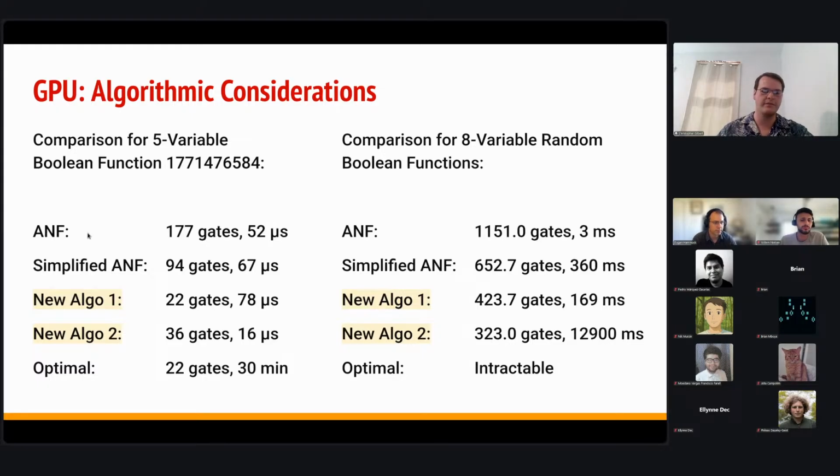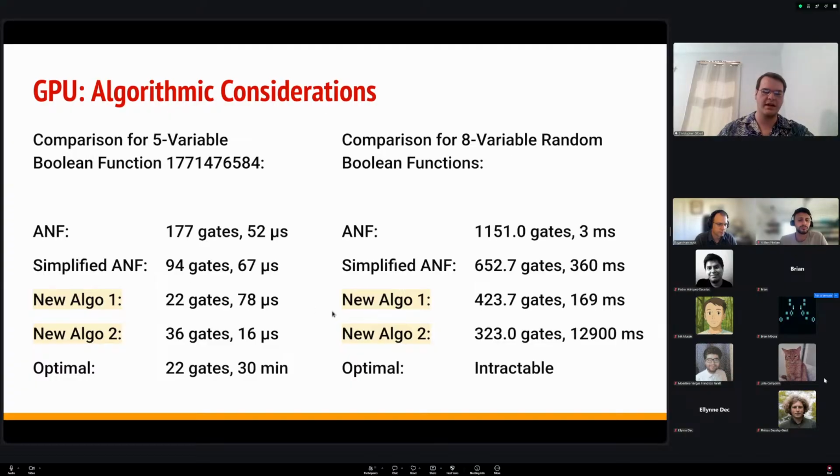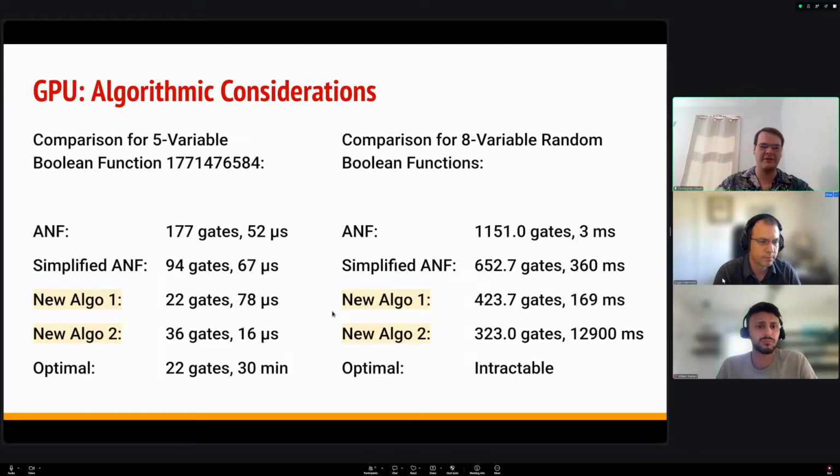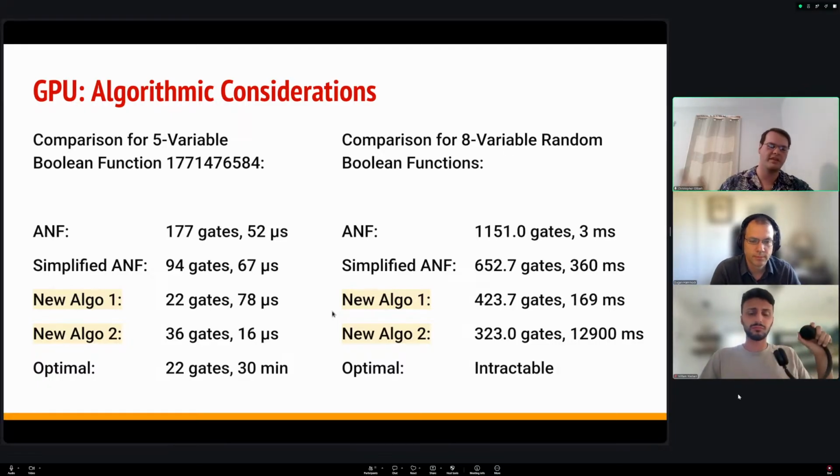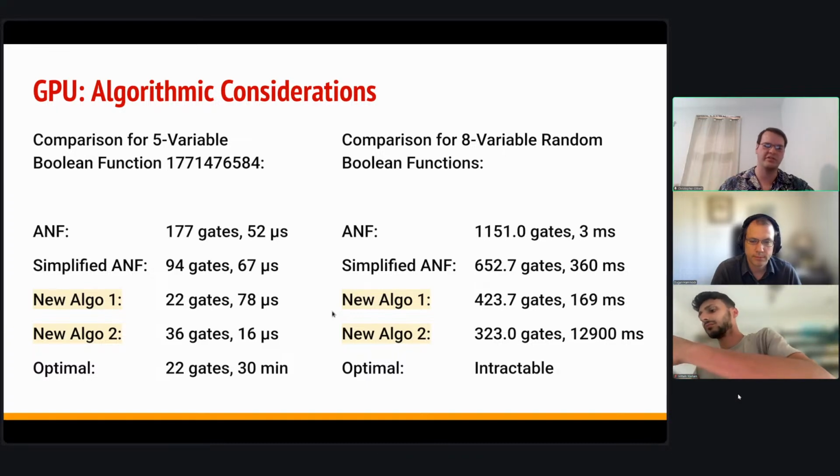So for this one 5-variable Boolean function, the algebraic normal form uses 177 gates and takes 52 microseconds to compute. For both of these numbers, we want smaller to be better, because the number of gates means it'll be faster to run on the GPU. And then that time figure is the amount of time it took to generate that answer. So the simplified one took a little bit more time, but gave you fewer gates.